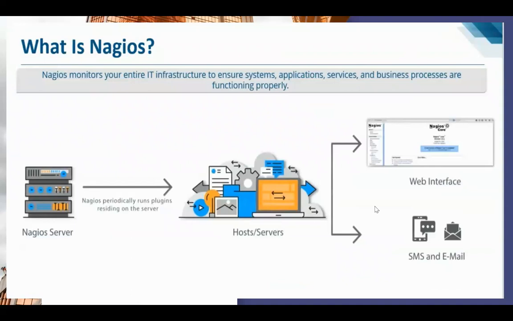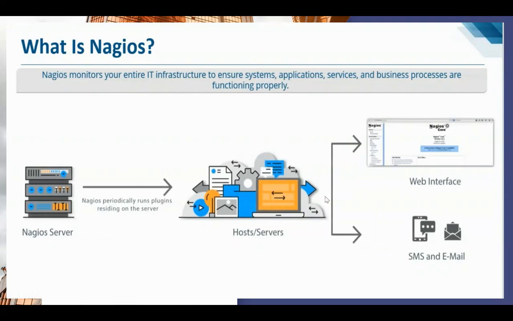Okay, coming to what is Nagios. Nagios monitors your entire IT infrastructure to ensure systems, applications, services, and business processes are functioning properly. Here is the block diagram for Nagios. Nagios helps to continuously monitor the servers, applications, and business processes, check whether they are functioning properly, and immediately send an email or SMS alert to the technical team to fix it. In this way, companies can avoid outage issues before they affect the business, end users, and customers.